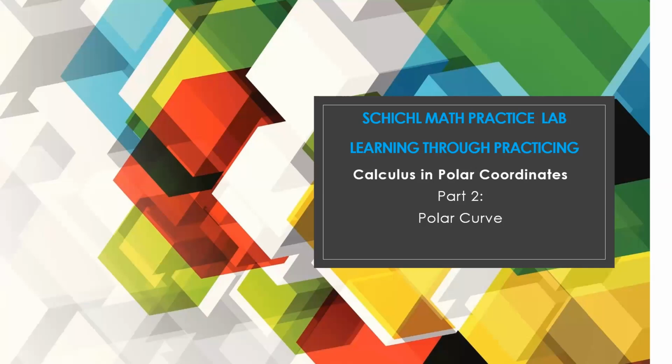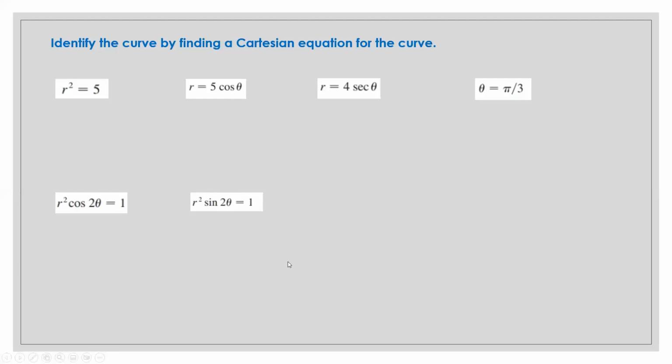If I can change my polar equation to a Cartesian equation, by using the relation between the polar coordinates and the Cartesian coordinates, it's something we are very familiar with from geometry. And that will be a good way to find what the curves look like, all right?